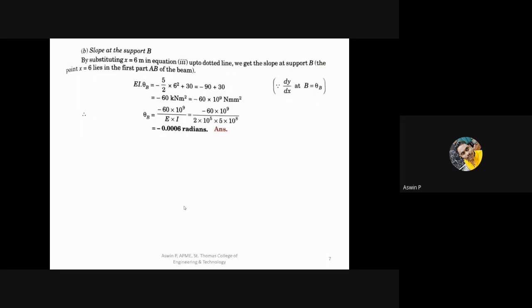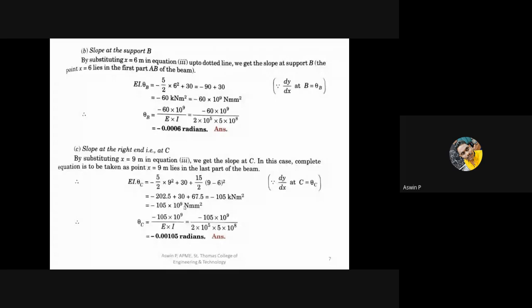Okay, after finding the slope at support B, we need to find the slope at C. This is also asked in the question paper. If the value of slope at C is not asked, you cannot omit this one. But in the question paper, they have asked the value of slope at the right hand side, that is C. At point C, the exact value of x will be 9 meter. If we substitute x equal to 9 meter, we can find theta C, and the value of theta C is equal to 0.00105 radians.